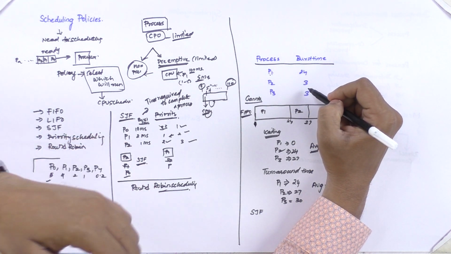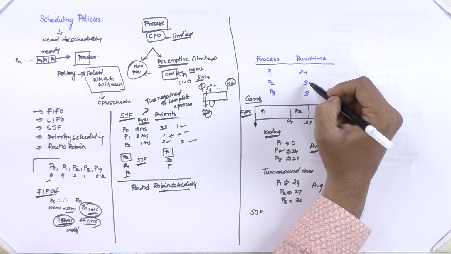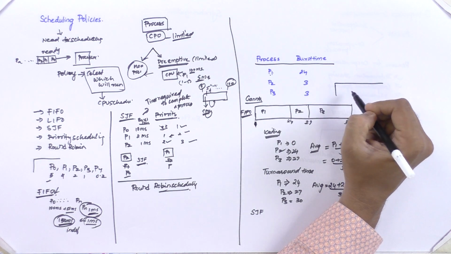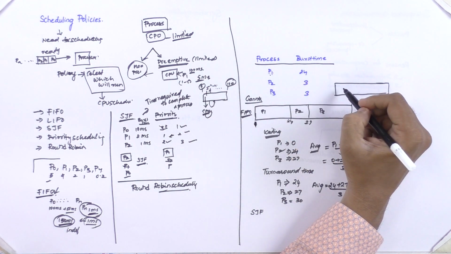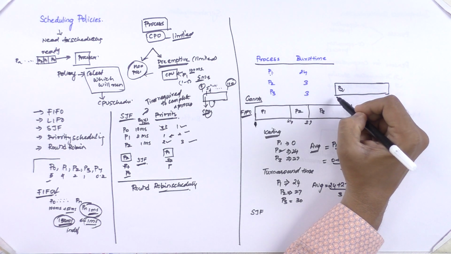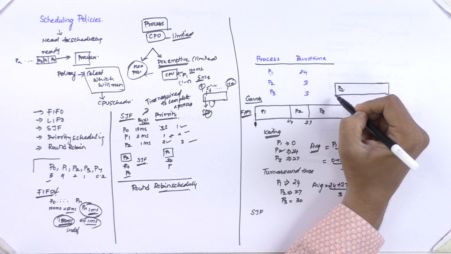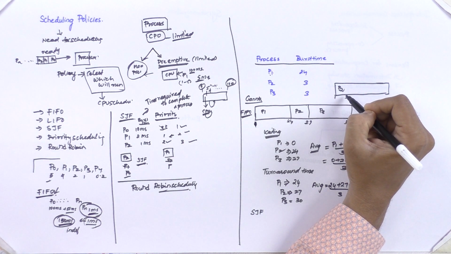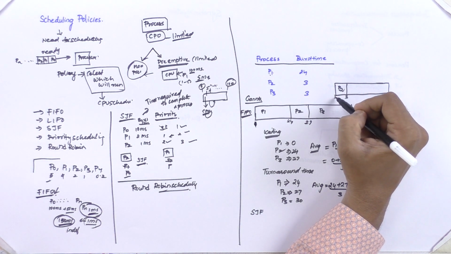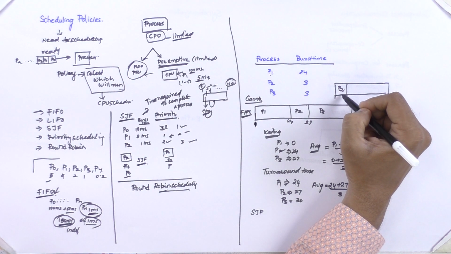The shortest job has the burst time of 3. So 2 processes have the burst time of 3. When you have 2 processes having the same burst time, you can select from those 2 the one who came first, that is P2. So first P2 will run. P2 will start from time 1, 2, 3. In 3 times it will be completed.